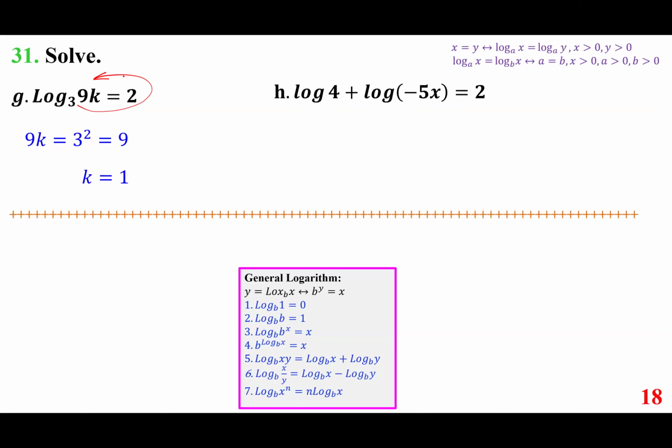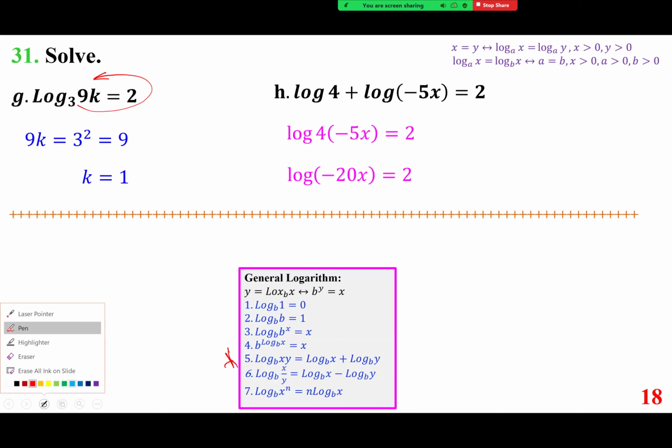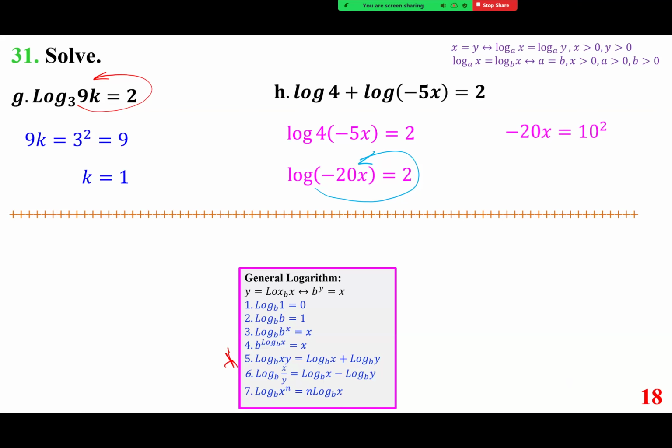The next one, you have a couple of logs on the left side and a number on the other, so we're going to bring the left side together by using the product rule. So log of 4 times minus 5x, meaning log of negative 20x, is 2. And now the definition. Remember there's no base, that means base is 10, right? With log, so 10 to the power of 2 is minus 20x, which means 100. Divide by negative 20, and you get x equals minus 5.